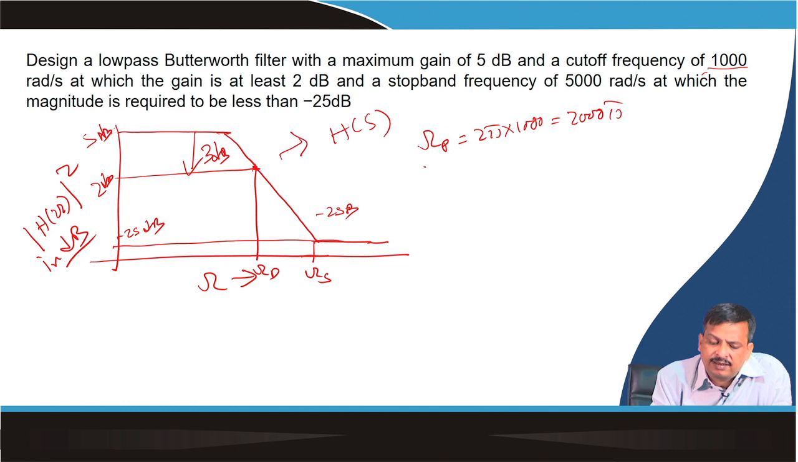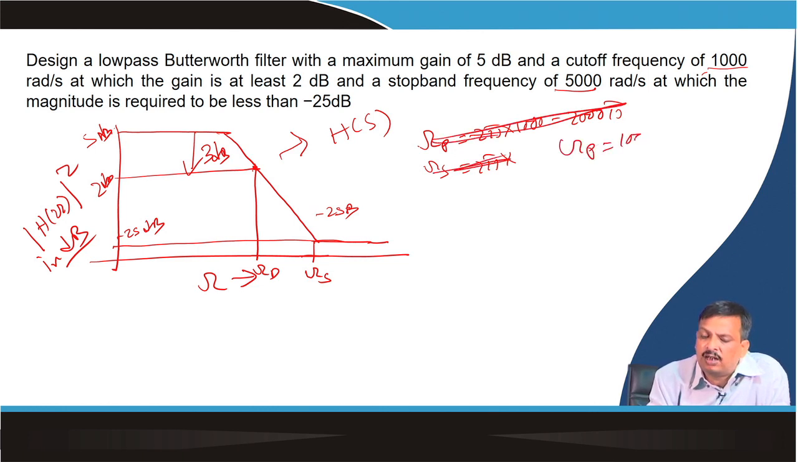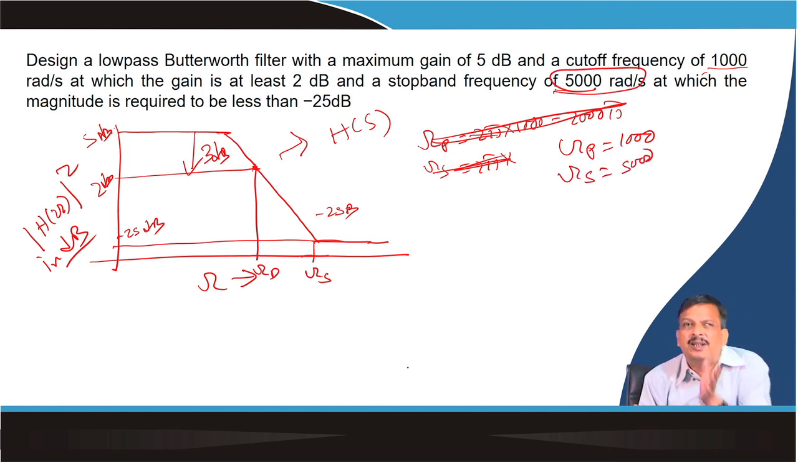What is omega s? Omega s is 2 pi into fs. Fs is equal to 5000, oh sorry, it is given in radian per second. So, I do not require to multiply. It is already given, omega p is equal to 1000 and omega s is equal to 5000. This is given in radian per second. If it is given in hertz, then I have to multiply by 2 pi. Okay? So, omega p is given, omega s is given.